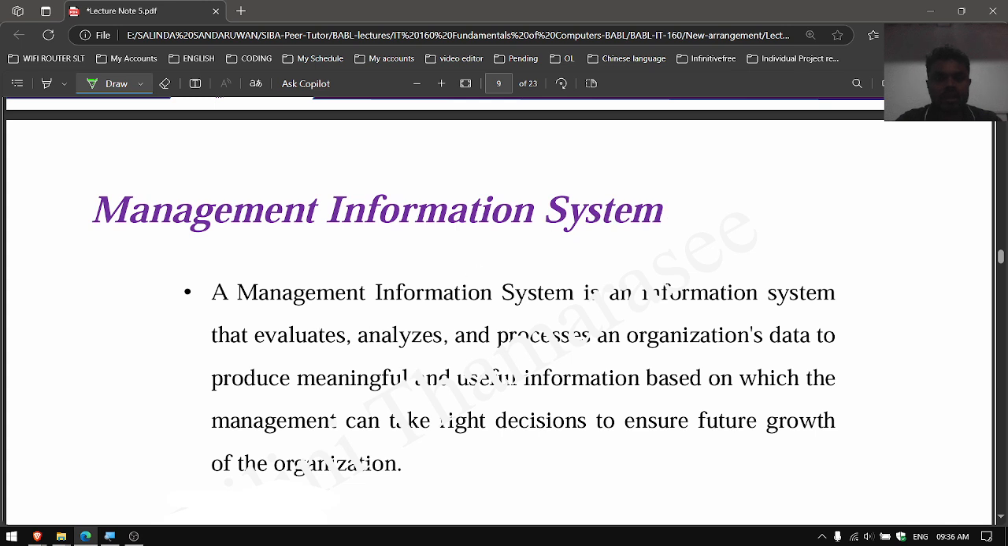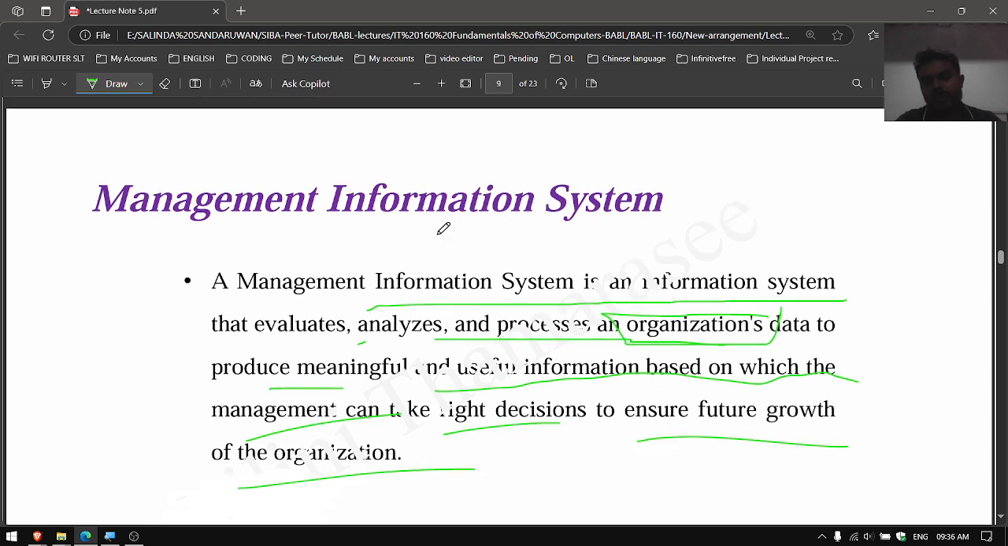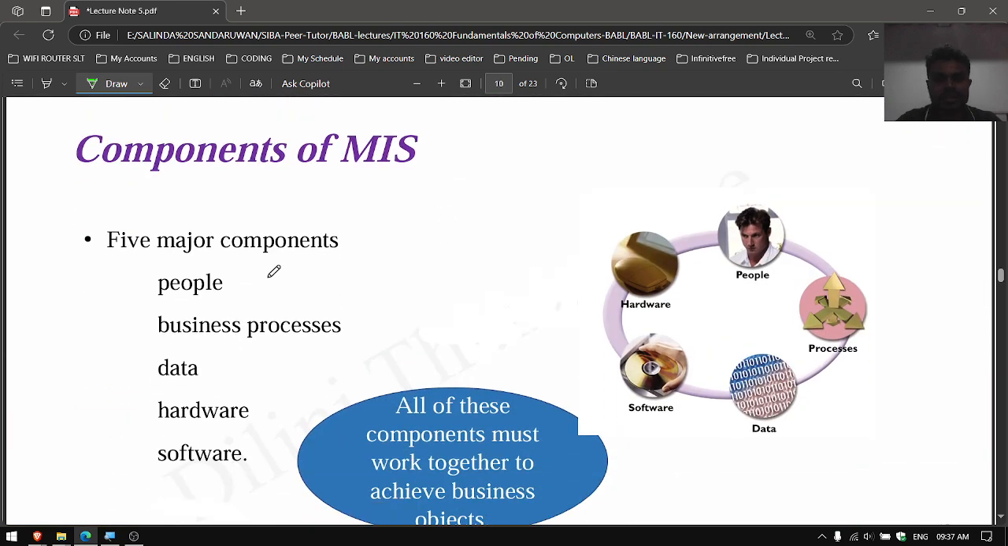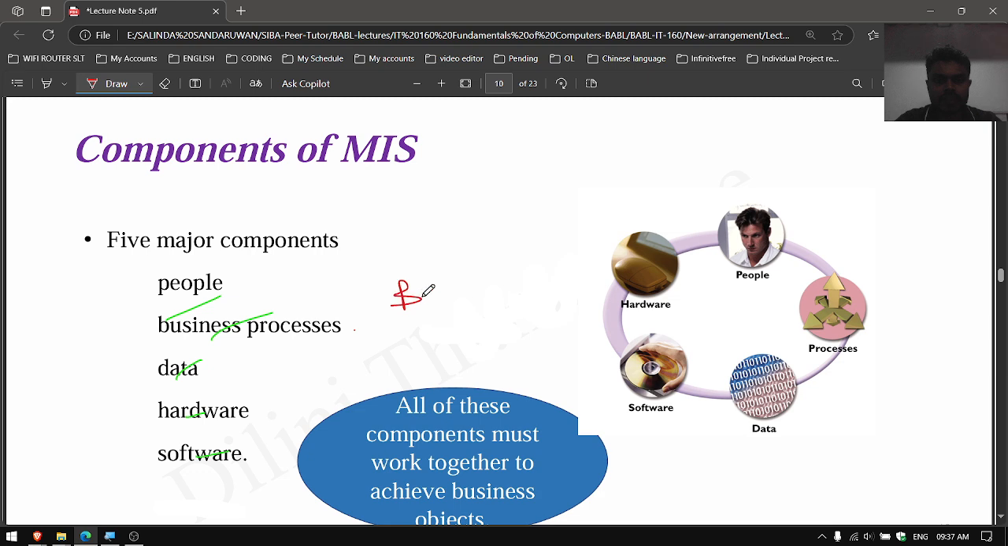Management information system. A management information system is an information system that evaluates, analyzes, and processes an organization's data to produce meaningful and useful information, based on which the management can take the right decisions to ensure further growth of the organization. Components of MIS: same as IS, people, business process, data, hardware, software. Business process is a new term. Imagine you are working for a bank and there's a type of account called a dormant account.